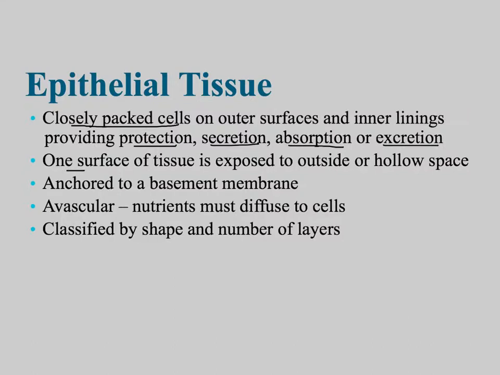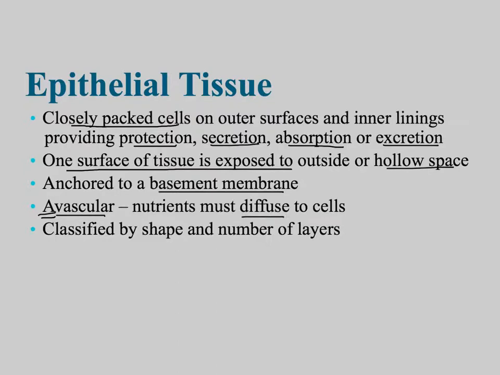Always one surface of epithelial tissue is exposed either to the outside air or to the hollow space inside some organ. Epithelial tissue is also anchored to a basement membrane. This is a protein membrane. It's not a cell, but there always is the basement membrane at the bottom of the epithelial tissue before you get to the connective tissue. Epithelial tissue is also avascular. It is not containing any blood vessels, so any nutrients have to make their way in by diffusion.